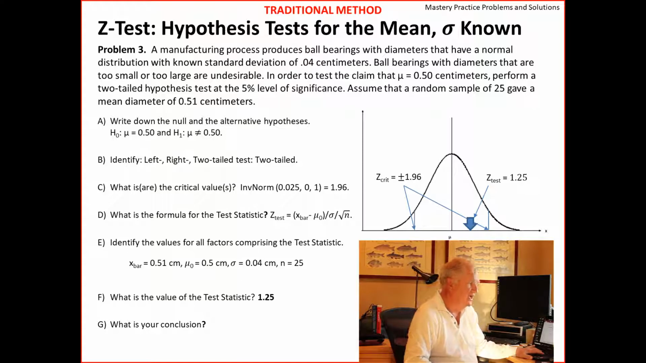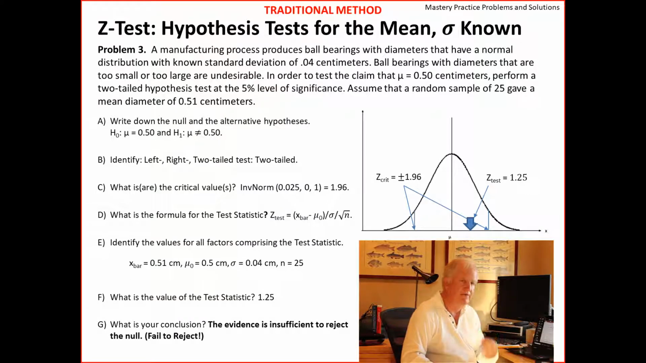If we just look at the schematic, z-test falls in the non-critical region between the two lines in the sand, right? Not in the two-tail critical regions. It's in the non-critical region, and what that means is you fail to reject the null. You hold on to the null.